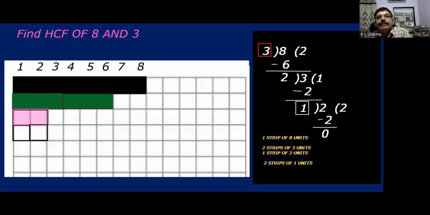एंड देन नेक्स्ट, वन स्ट्रिप ऑफ 2 यूनिट. देखिए ये आपका वन स्ट्रिप ऑफ 2 यूनिट है. देन नेक्स्ट गिव द डिफरेंट कलर टू इट, and these are 2 units, 2 strips of 1 unit, and you will find that it divides completely, so the SCF is 1.